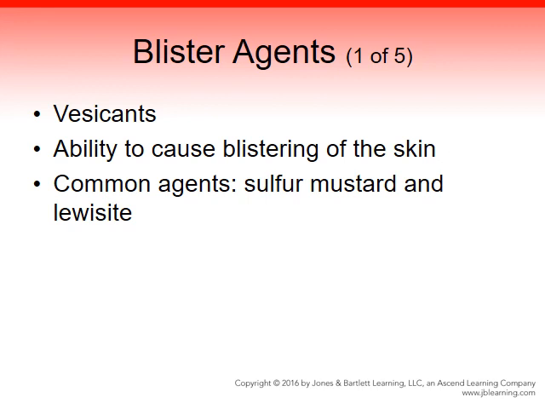Now, the next one is a blistering agent. Blistering agents are also known as vesicants, and they have the ability to basically cause blistering of the skin. Common agents are sulfur mustard and lewisite, which were often gases used during World War I.